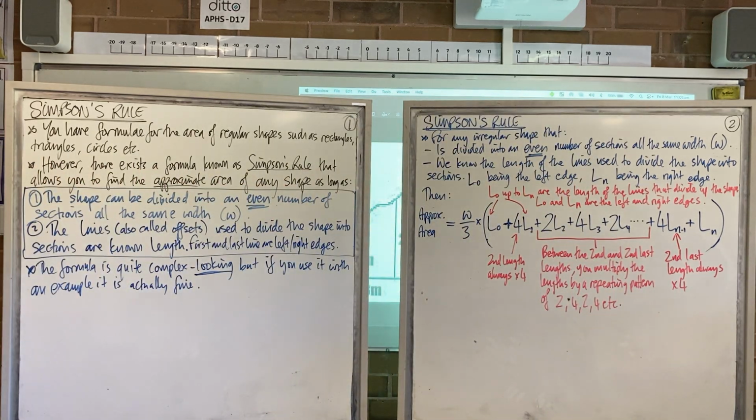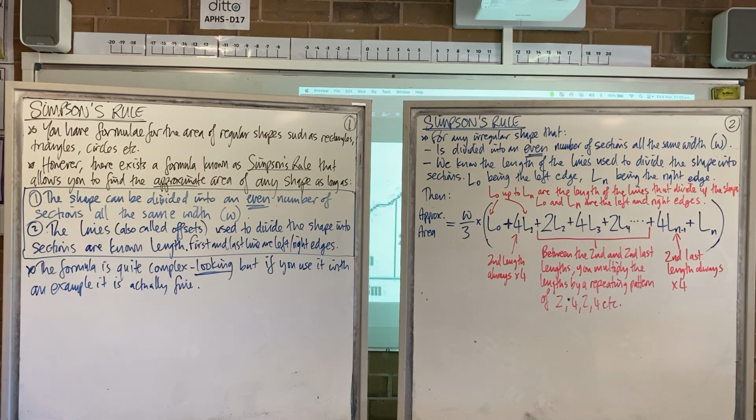The shape needs to be divided into an even number of sections, all the same width. So I slice it into an even number of slices. And the lines I use to slice are also called offsets, used to divide the shape into sections. I need to know how long the lines were. So what are the two rules that determine whether I can use Simpson's rule? I need to be able to cut the shape into an even number of pieces, and I need to know how long those cuts were.